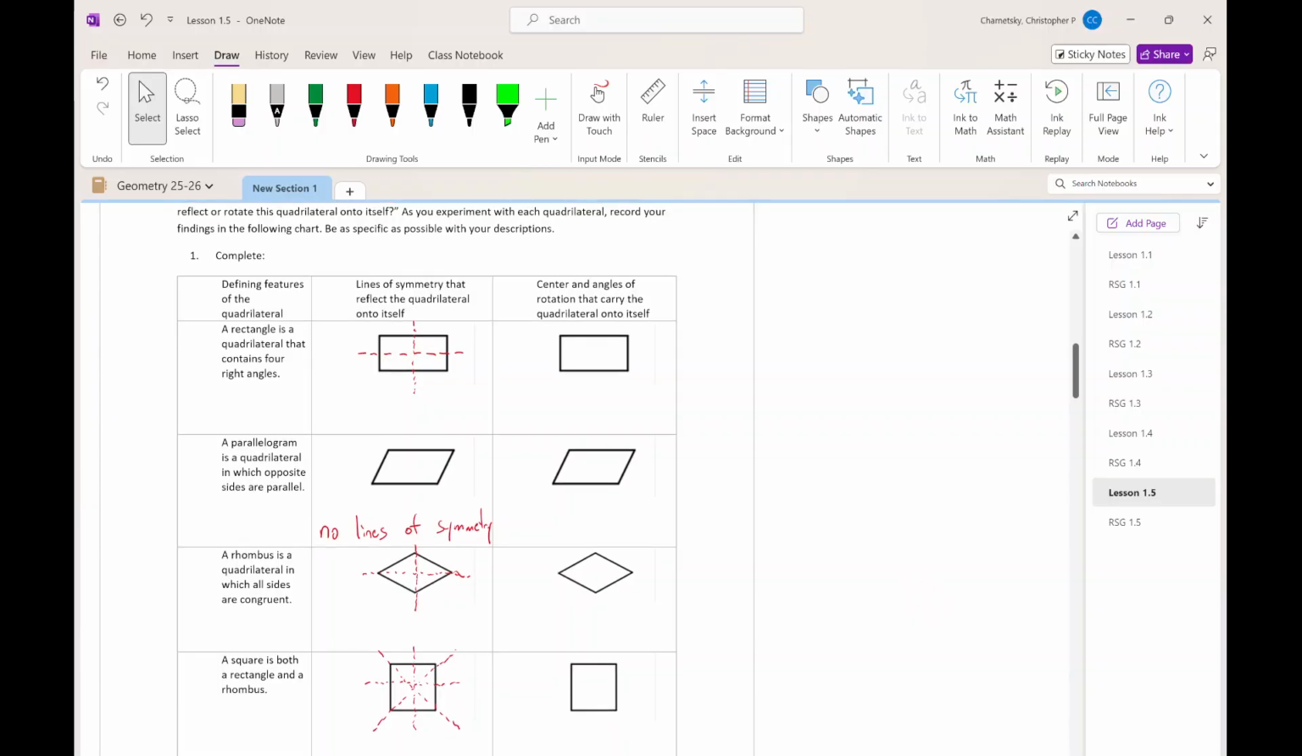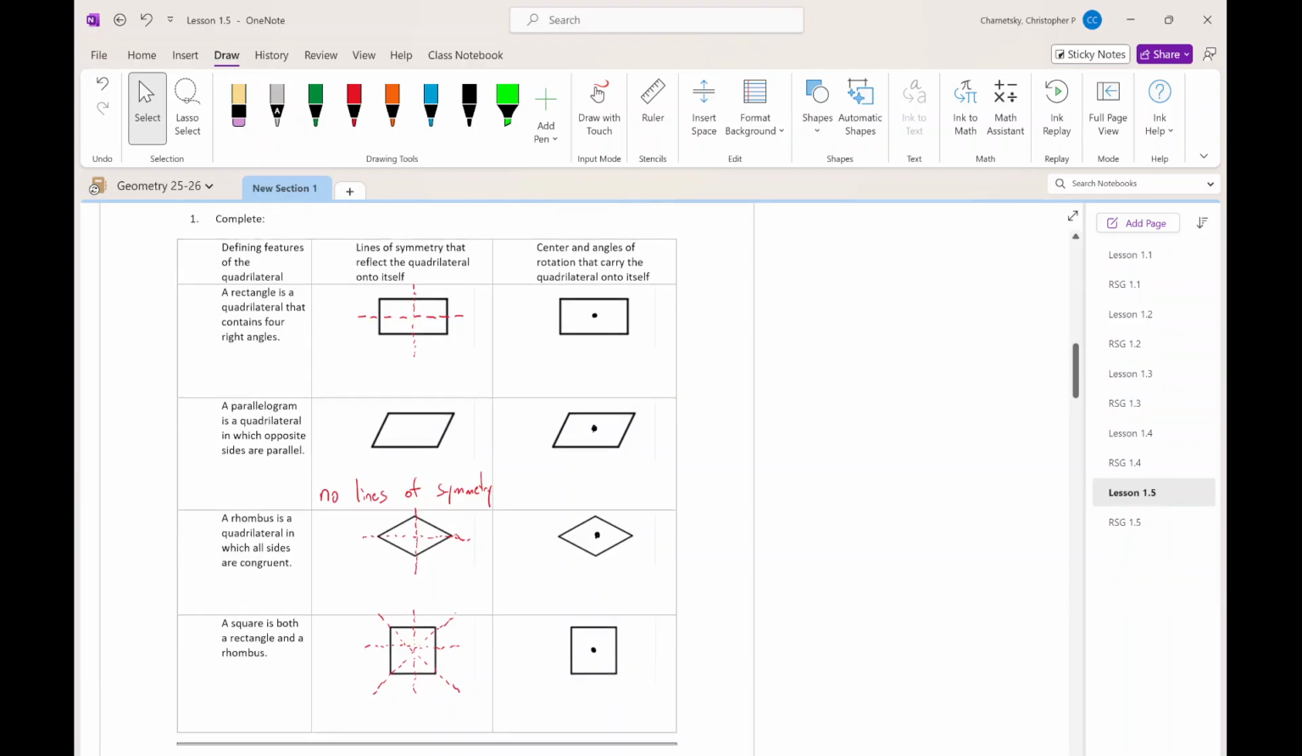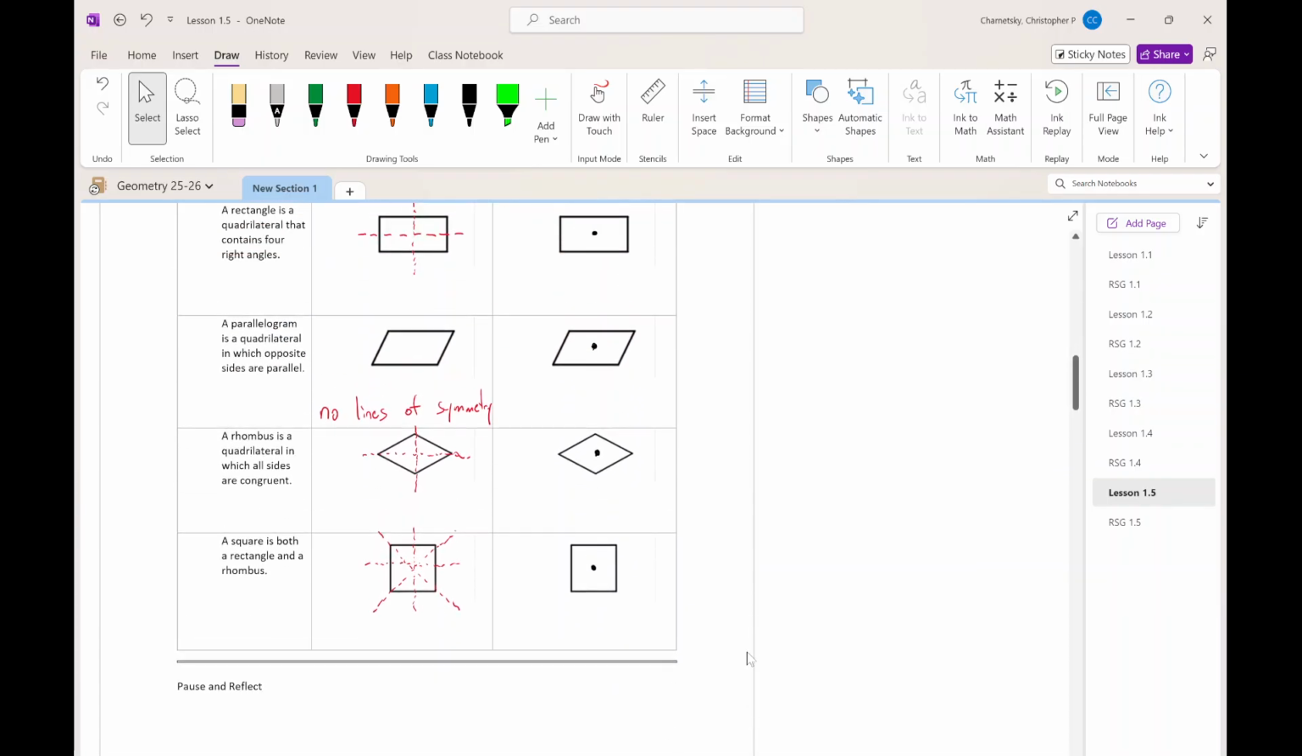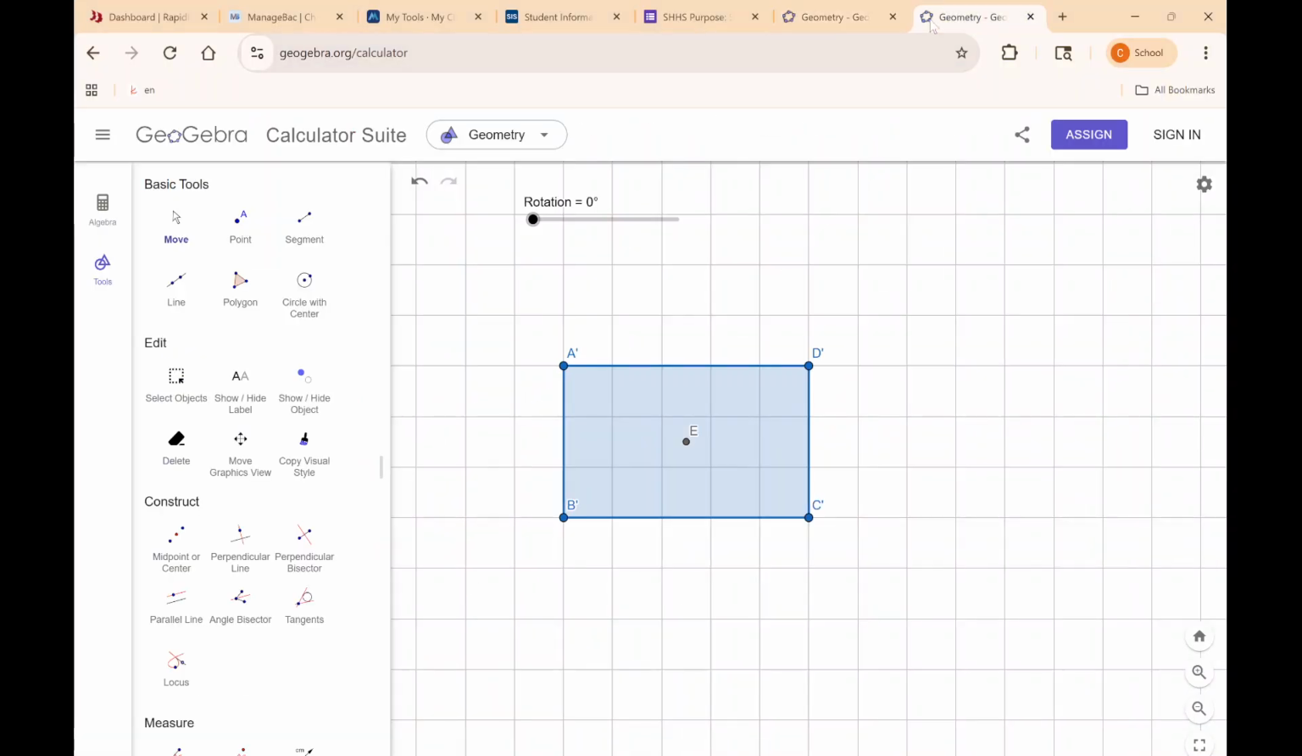Now, for rotational symmetry, if we were to spin our shape around a center point, how many degrees would we have to go before our shape would land on top of itself? So we're going to try another GeoGebra. Again, this is something you can do with patty paper. You can trace it and spin it and see. Let's go ahead and go to our GeoGebra demonstration.